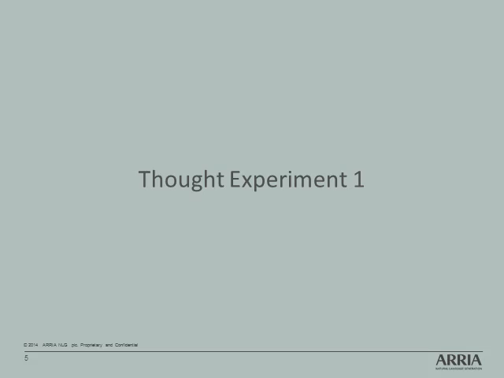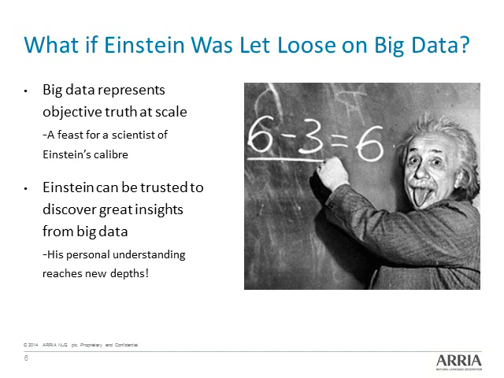So let's start with the first thought experiment. What happens if Einstein works on big data? So clearly, a great scientist, he'll be very excited with all this data available. And what is guaranteed is the outcome of the experiment will be he will attain a deeper understanding. So please mark my words. He will attain deeper understanding. Let's move on.